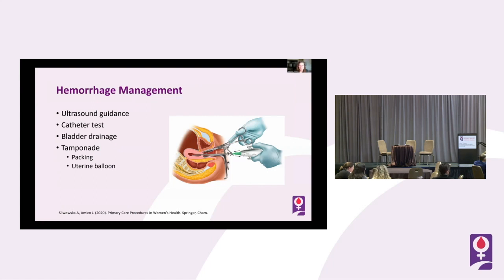We might use a catheter test to determine the location of bleeding by placing a catheter disconnected from suction to the fundus and then withdrawing slowly until bleeding is noted. This is particularly helpful in determining if there's an internal cervical laceration. We drain the bladder to aid tamponade, massage the uterus, and then place a balloon or packing for tamponade, similar to third trimester.